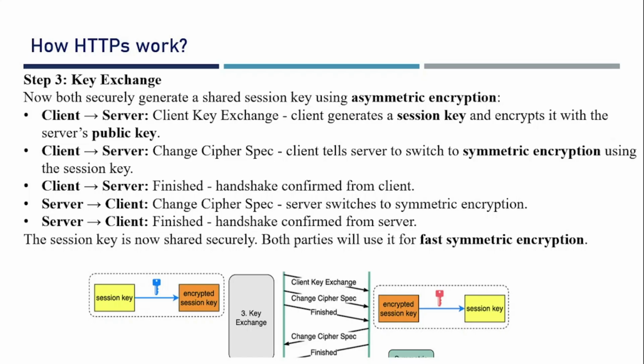You can perform downgrade attacks where an attacker tries to force both sides to use weak cipher suites so they can later decrypt traffic more easily. Then you can perform replay attacks at this stage even. So in step 4, you basically do data transmission.